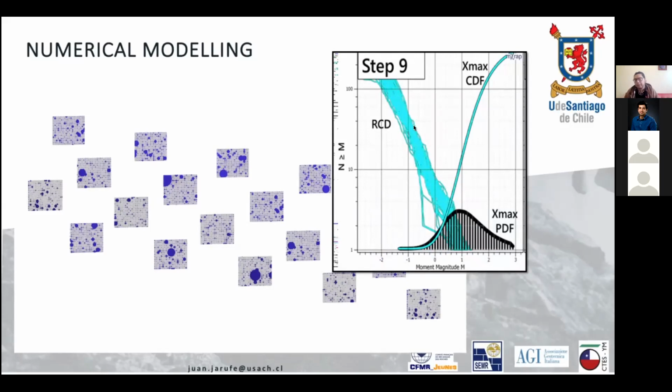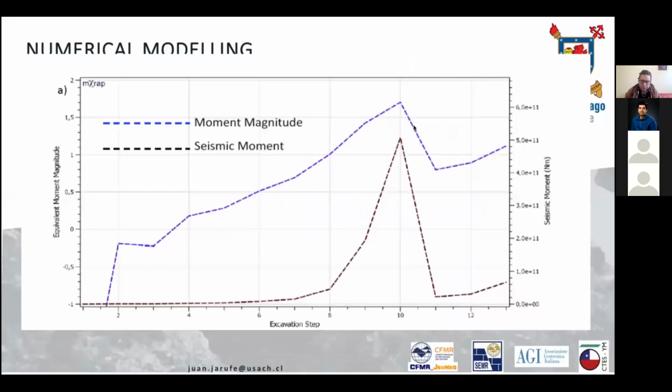This last approach is very useful from the point of view I'm discussing here, because it allows you to calculate the whole distribution of the maximum magnitude. Also, it was very useful because there were different realizations of the asperity distribution. In some cases, the mine sequence just crossed through an asperity, but in another realization, the mine excavation just crossed at the side of the asperity and did not create a seismic event.